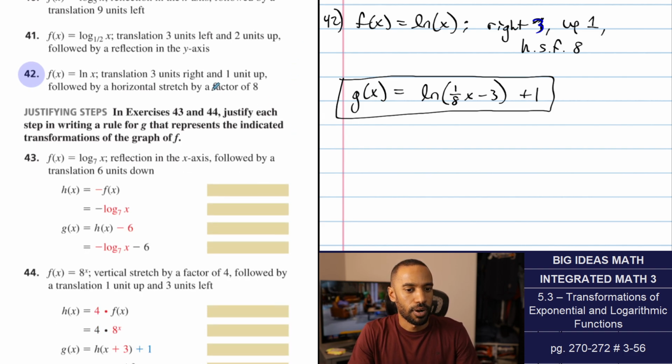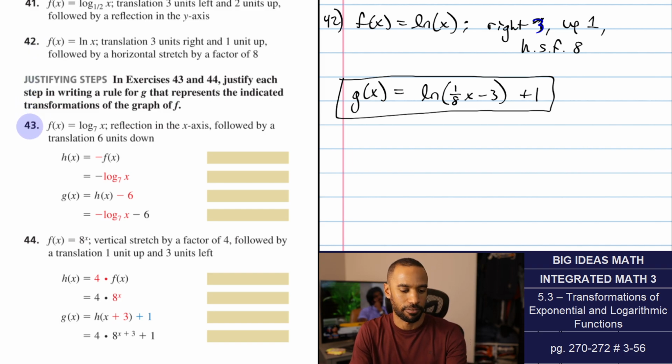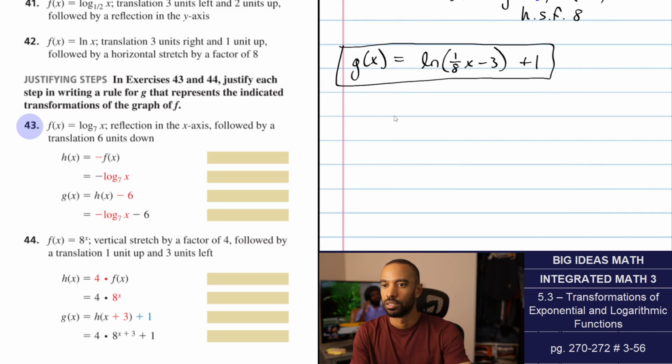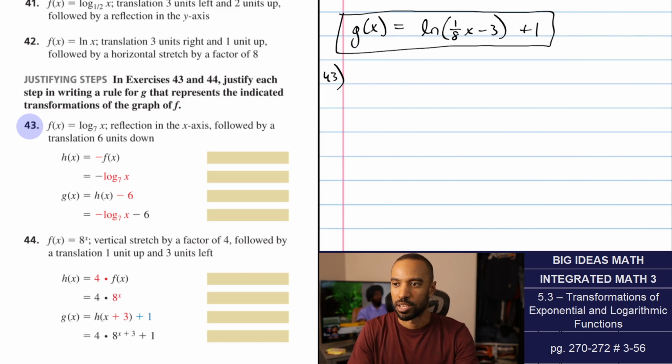Okay, numbers 43 and 44: justify each step in writing a rule for G that represents the indicated transformations of the graph of f. I'm just going to copy and paste all of that for myself.